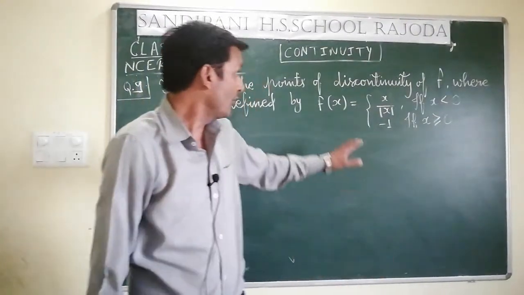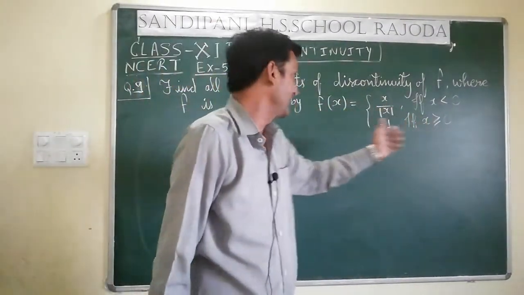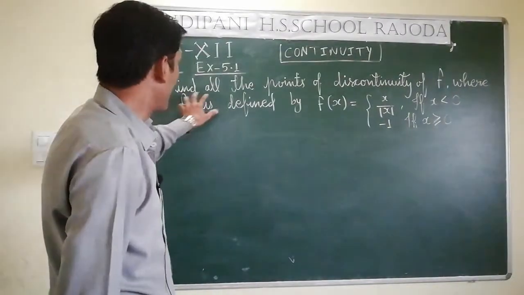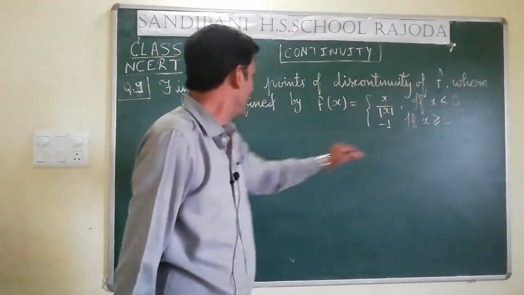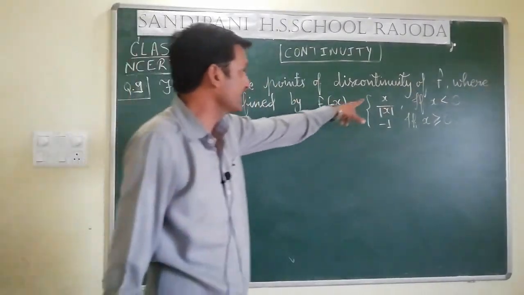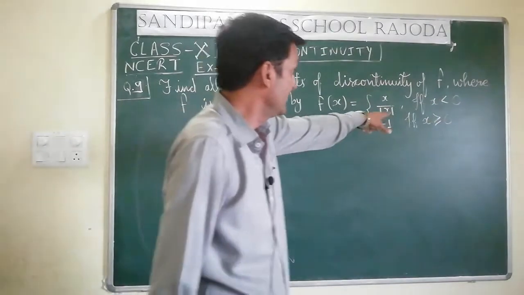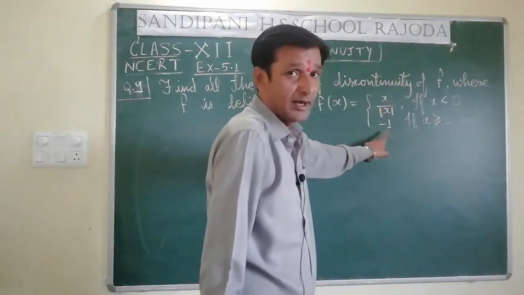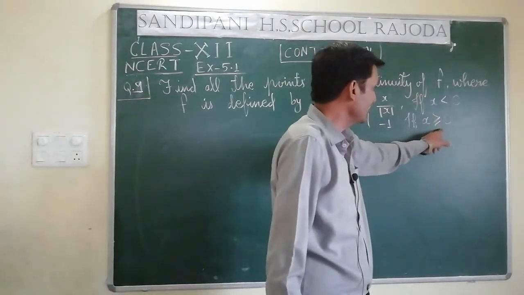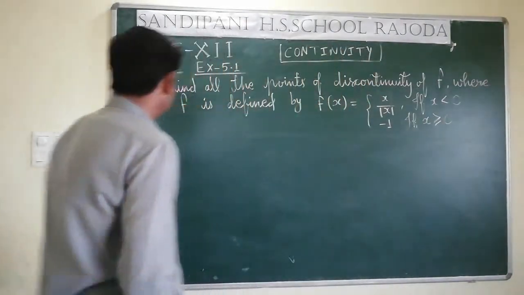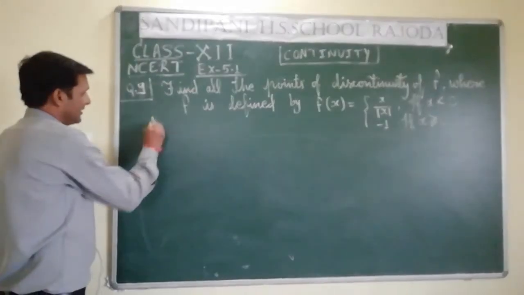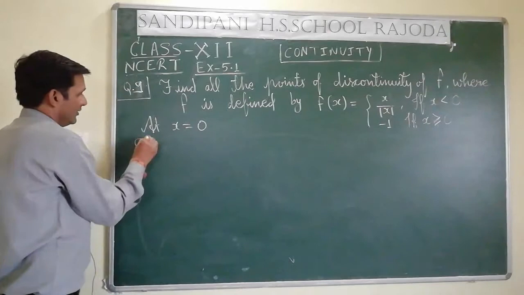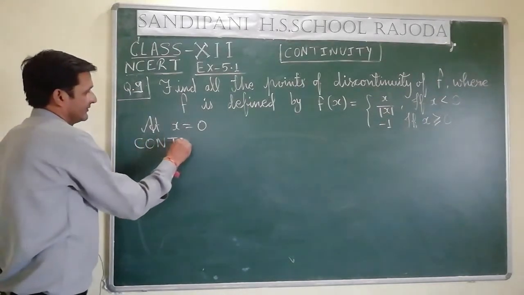Now, again one more question related to modulus I am explaining. It is question number 9 of exercise 5.1 only. Find all the points of discontinuity of f where f is defined by f of x is equal to x upon mod of x if x is less than 0 and it is equal to minus 1 if x is either greater than 0 or equal to 0. So, let us apply the continuity test at x is equal to 0. We are applying continuity test.